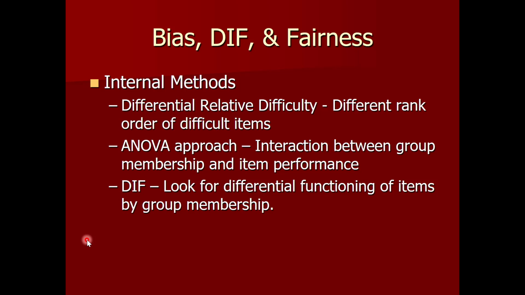But this method's a little bit different. It's differential relative difficulty, and what you do is you figure out the rank order of difficult items in each group. So for your majority group, you rank order the items in difficulty from easiest to hardest, and you do the same for your minority group. And what you're looking at then is not differences in the difficulty itself, but differences in that rank order list. So if an item looks really easy for one group and really hard for another group, but the other items all have pretty much the same rank order, then it might be an indication that something's up with that item. That item is unusual in some way.